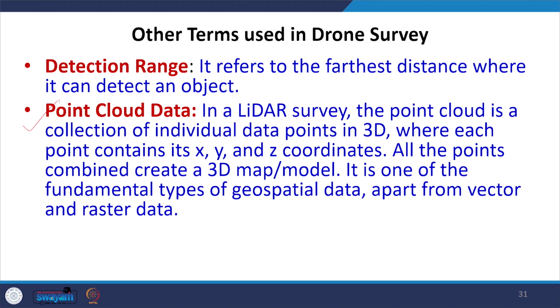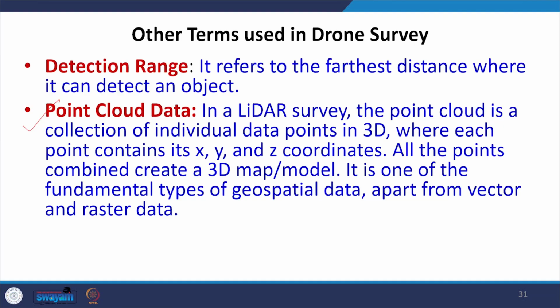Then we have a very popular terminology called point cloud data. Whenever we are doing a LiDAR survey, we are talking about this point cloud data. It is a collection of individual data points in the third dimension. When we are collecting the point data, each point has a three-dimensional coordinate, x, y and z, and that is called the point cloud data. If we combine all the point cloud data in a given area, we have several millions of such points.